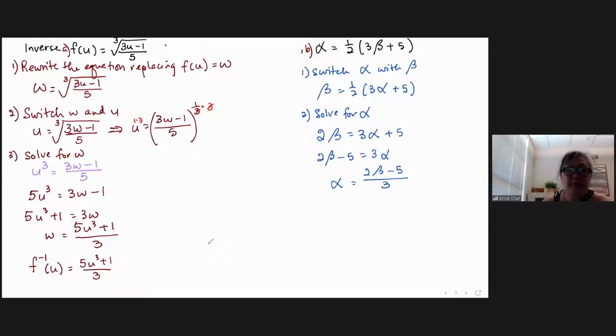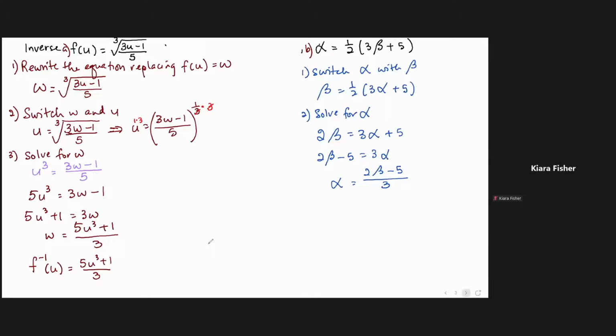Any question about this inverse? Can I move on? Okay.